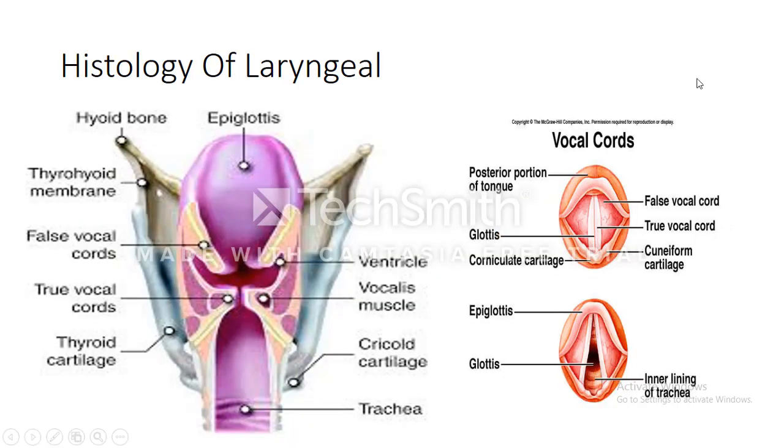Larynx. This is the larynx. The larynx has folds. Okay. In this larynx, one surface is near the oral cavity and one surface is near the trachea. The larynx is divided into superior and inferior parts.